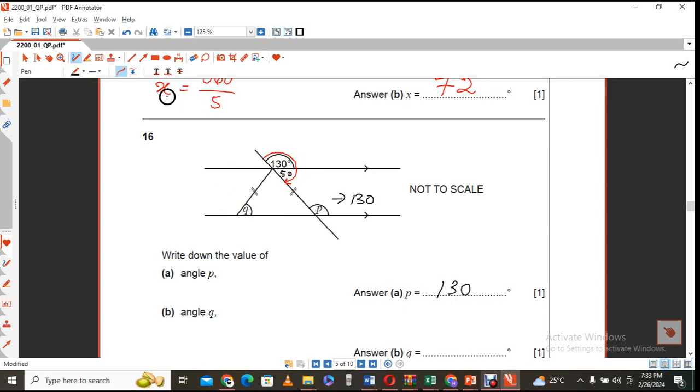Now, if that is the case, and let me just change the color. If this is 130, then this one here is 50 degrees because of the co-interior angle. Since you have an isosceles triangle, because you can see this side is equal to that side, these angles here at the bottom will be equal. So therefore, this angle here will also be 50 degrees. So angle PQ, therefore, is 50 degrees.